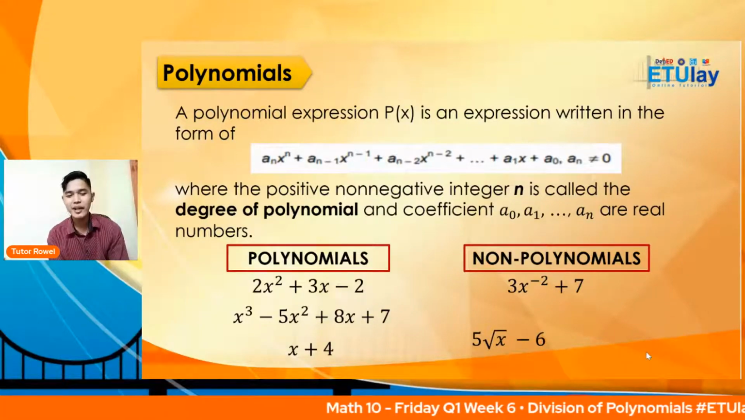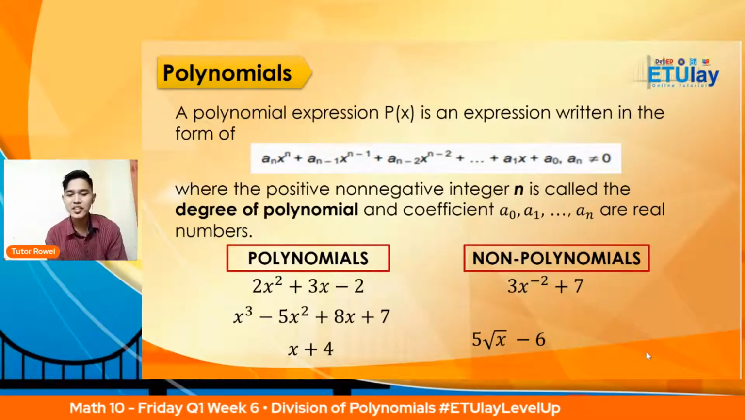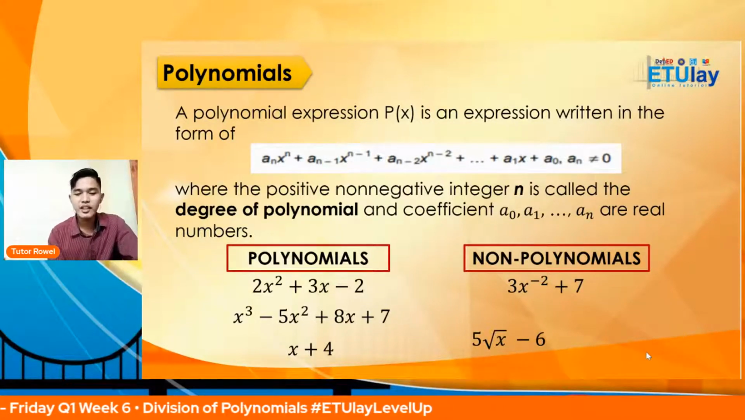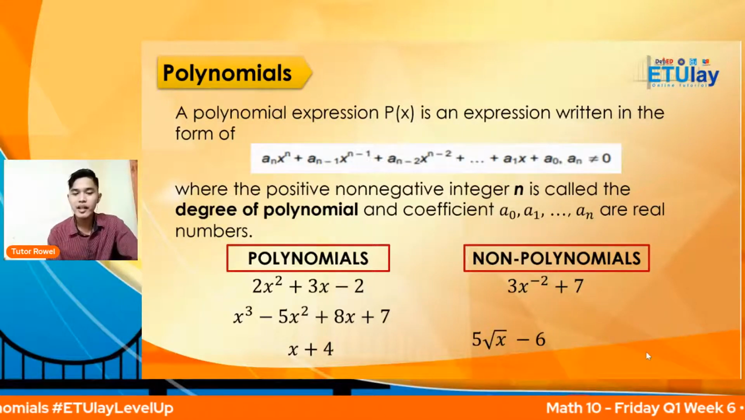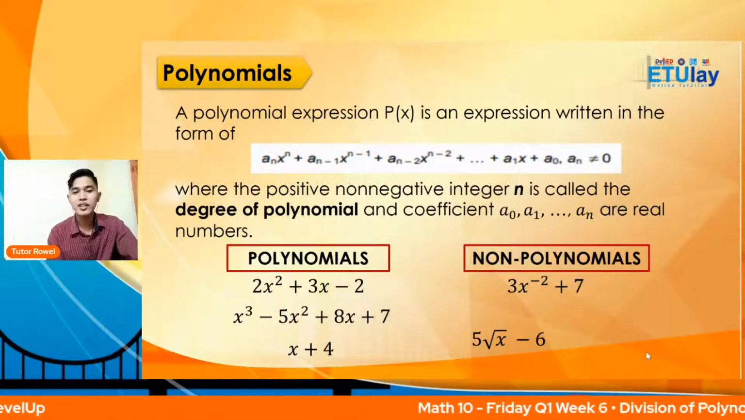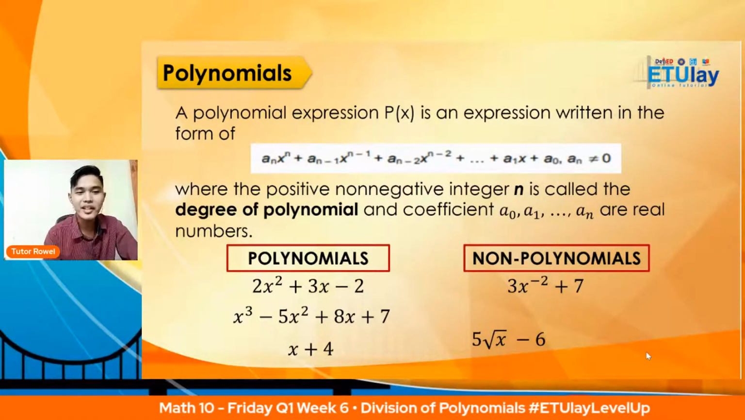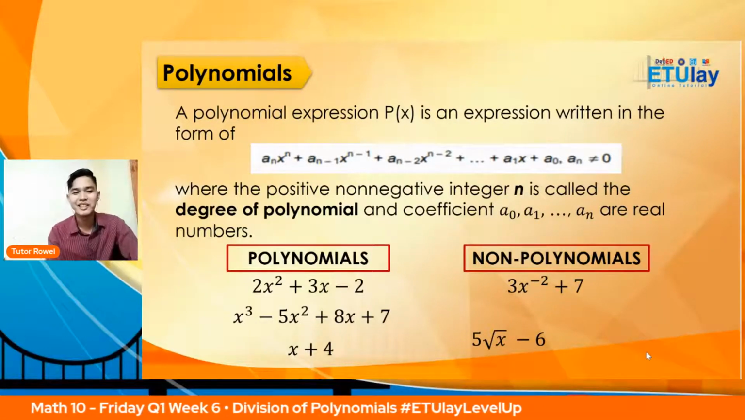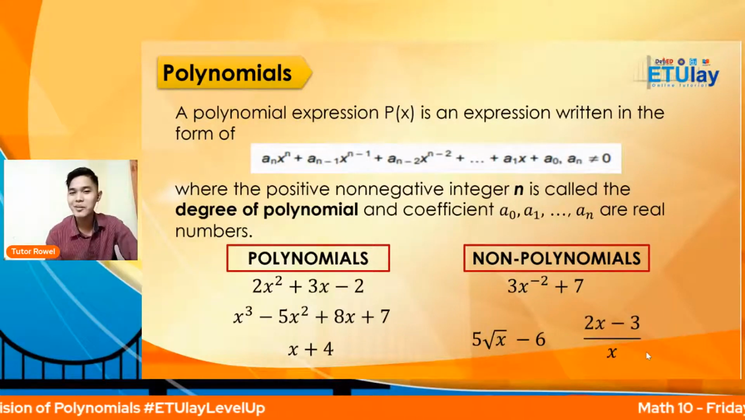Ano kaya yung reason bakit hindi siya polynomial? Okay, for the second one, hindi siya polynomial kasi we have a variable sa radical sign. O kaya naman, yung magiging exponent ni x is a fraction, which is 1/2. So very good, Ina Isabella, may radical sign po kasi. Okay, very good. And last one, eto naman, bakit hindi po siya polynomial?